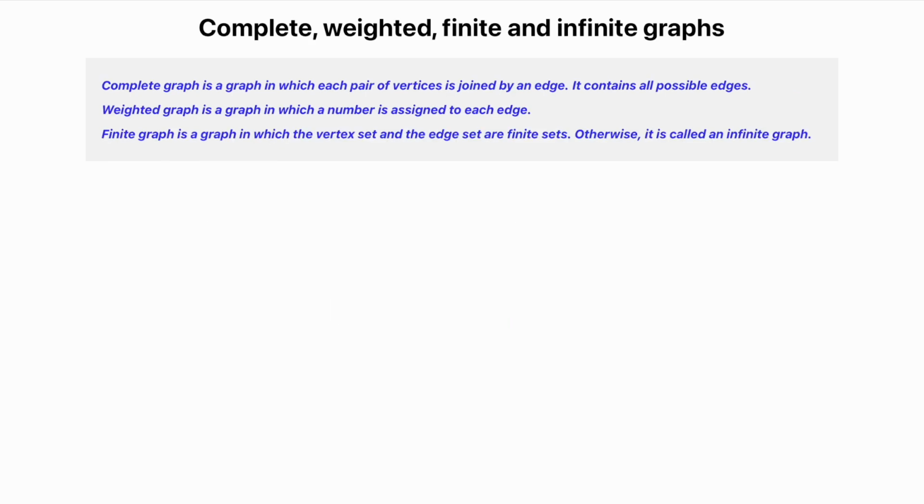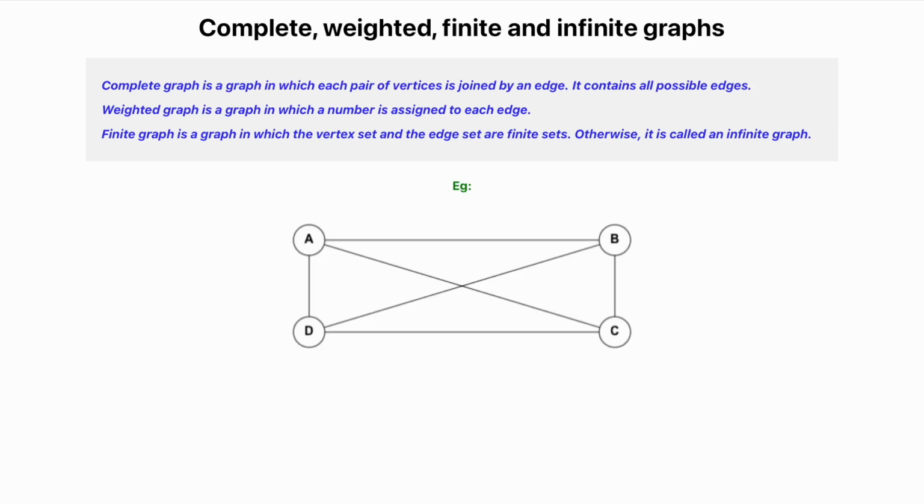Complete graph. It is a graph in which each pair of vertices is joined by an edge. It contains all possible edges. For example, this is a complete graph as it contains all possible edges. Weighted graph. It is a graph in which a number is assigned to each edge. In this example, every edge has a weight. A finite graph is a graph in which the vertex set and the edge set are finite sets. Otherwise, it is called an infinite graph.